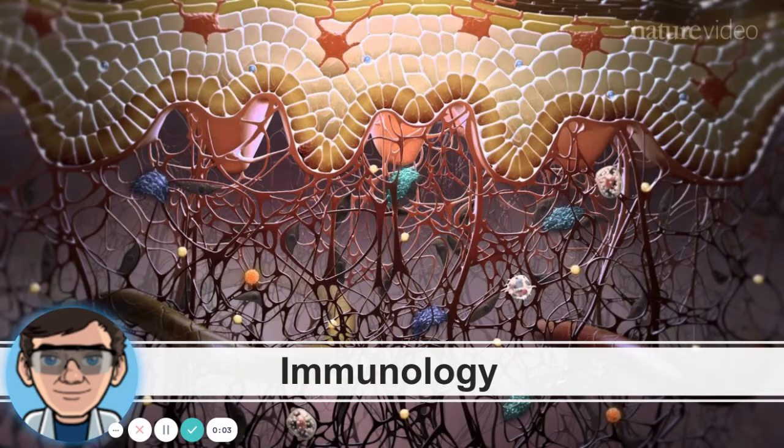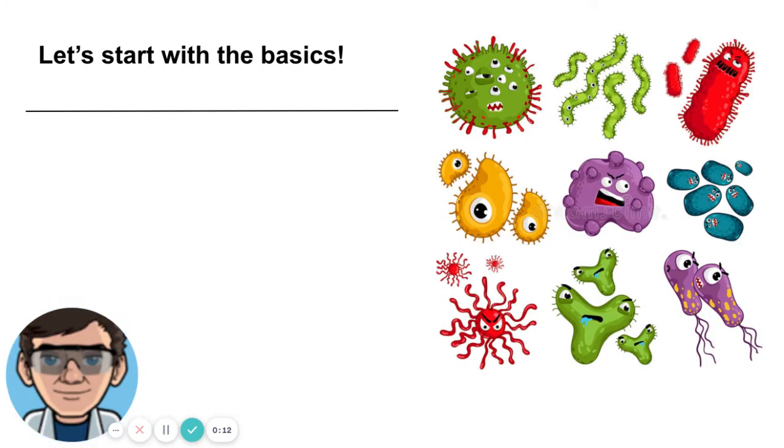Hi guys, this is going to be a quick video lesson recapping 3.5, the non-specific defence system within the immunology unit. So let's start with the basics. Non-specific means that it's able to destroy any pathogen. And these pictures here are pathogens. A pathogen is defined as any disease-causing cell.